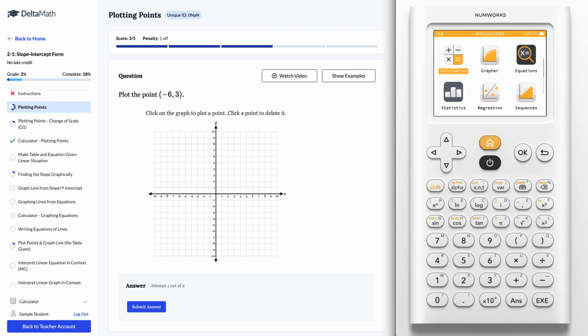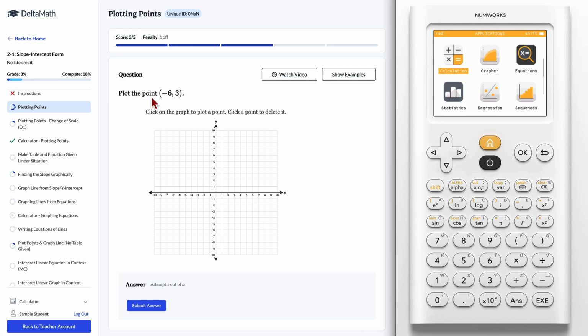Hey guys, this is Mr. Carpenter. We're looking at how to plot a point on a graph. So right here we have the question, plot the point -6, 3.